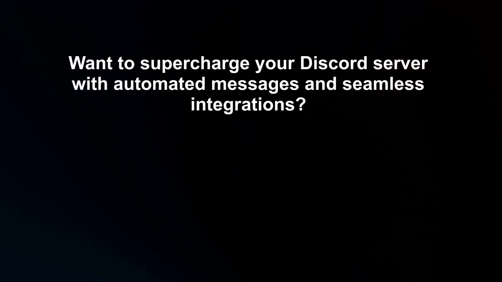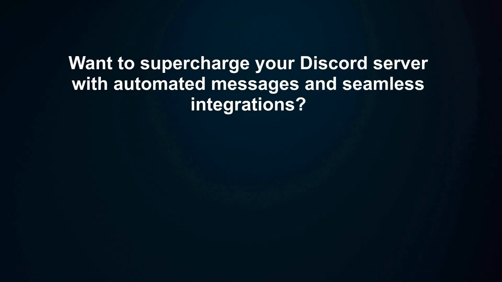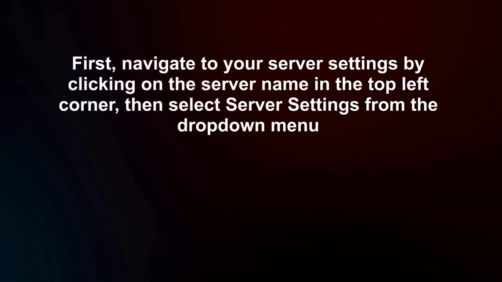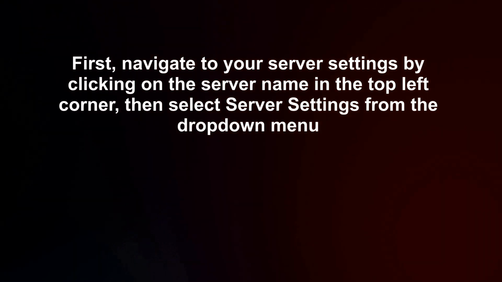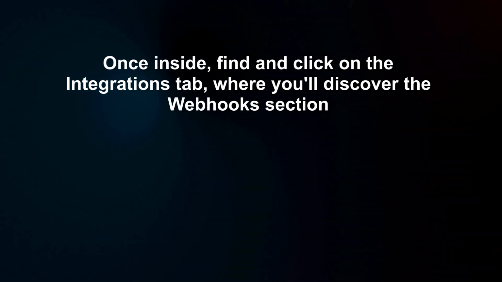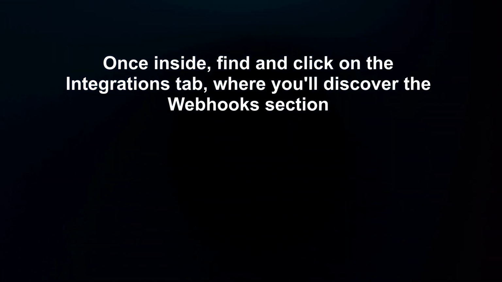Want to supercharge your Discord server with automated messages and seamless integrations? First, navigate to your server settings by clicking on the server name in the top left corner, then select Server Settings from the drop-down menu. Once inside, find and click on the Integrations tab, where you'll discover the Webhooks section.